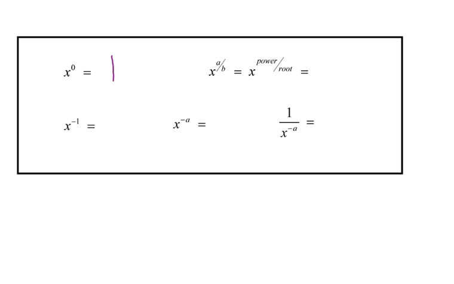Anything to the power of 0 is 1. X to the power of negative 1, what does that equal? 1 over x, good. X to the power of negative a is 1 over x to the positive a. It moves to the denominator to become positive.